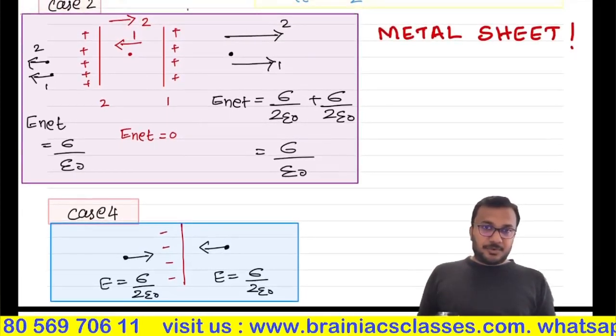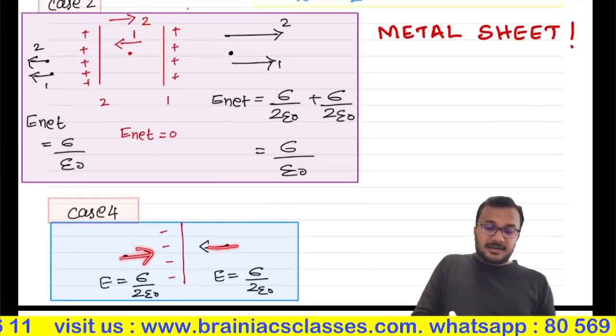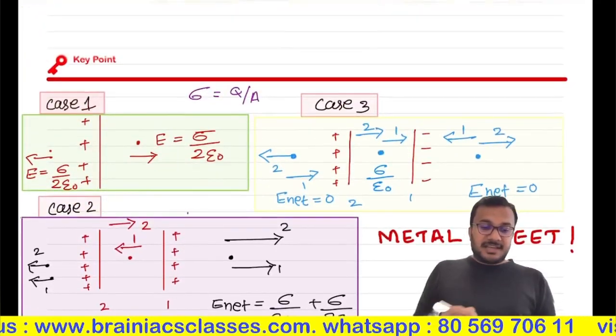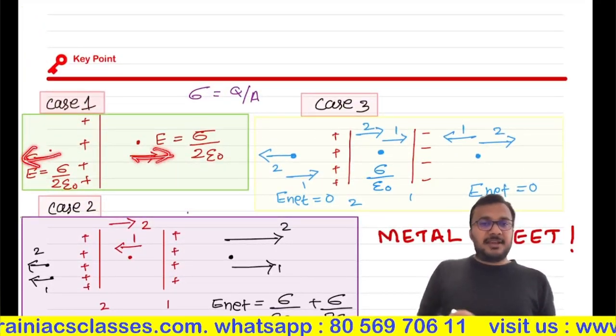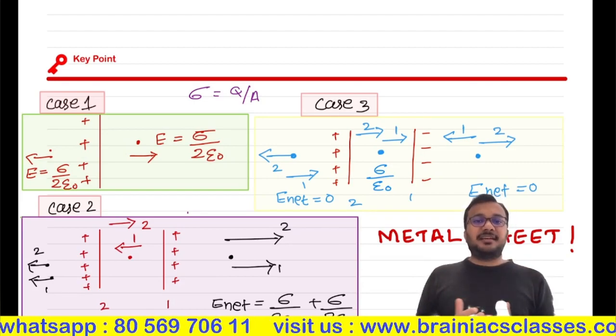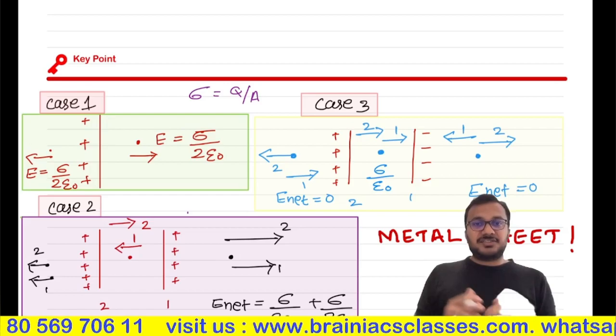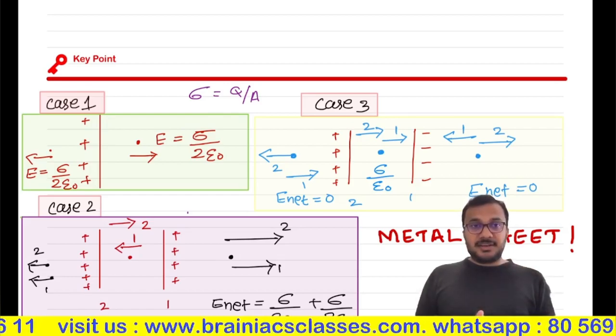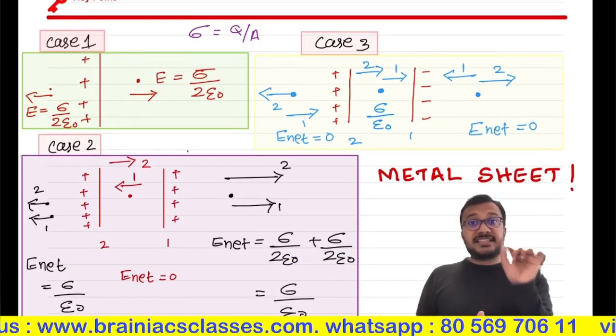So case number 4, if you look, electric fields are coming towards the sheet. But if you look at case number 1, electric field lines are going away. Only the direction differs, the magnitude is same, because one is positive, another one is negative. Two sheets, remember, the case is entirely different. That's what we described in case number 2 and case number 3.